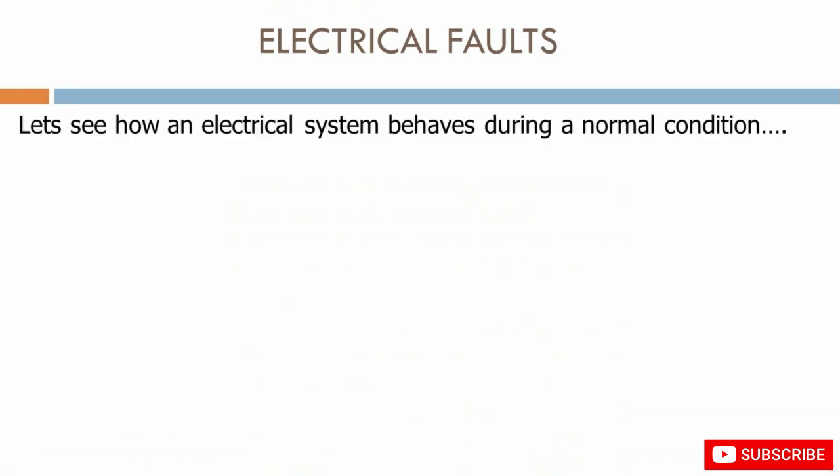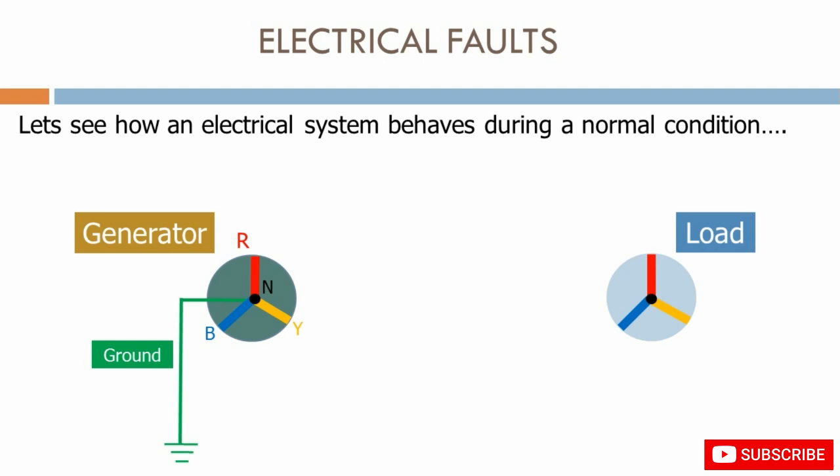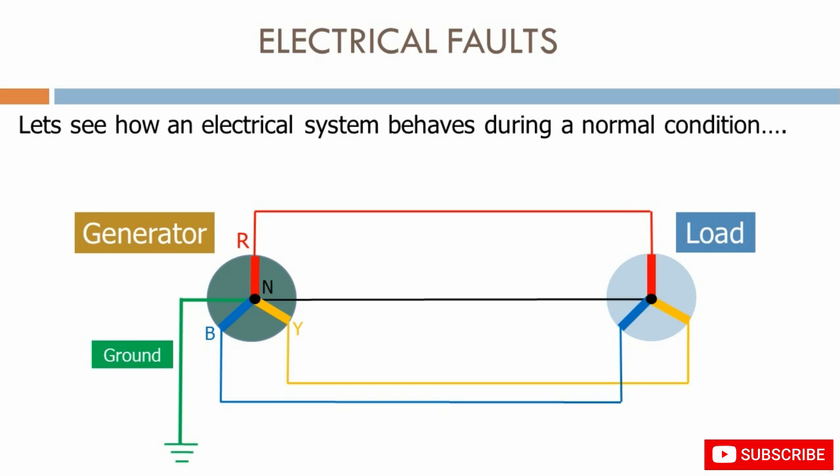Let's see how an electrical system behaves during a normal condition. Here we have a three-phase generator with a red phase output, a yellow phase output, a blue phase output, and a neutral output. The first thing that we do is ground the neutral point. Here we have a three-phase load. We connect the generator to the load with a red phase conductor, a yellow phase conductor, a blue phase conductor, and a neutral conductor.